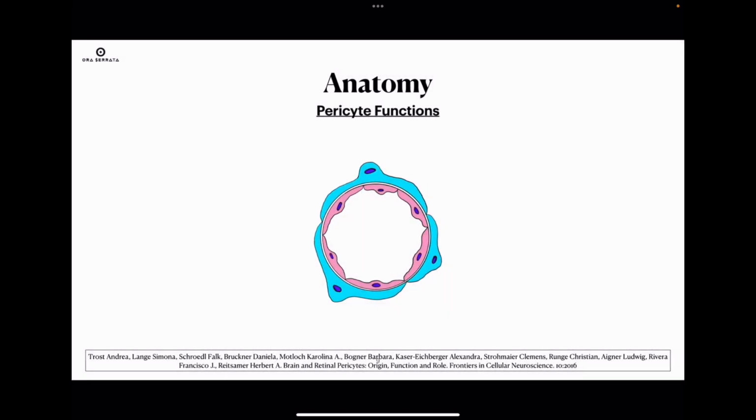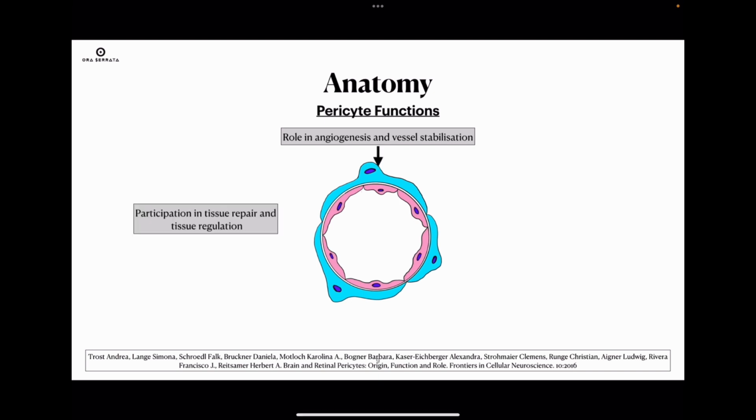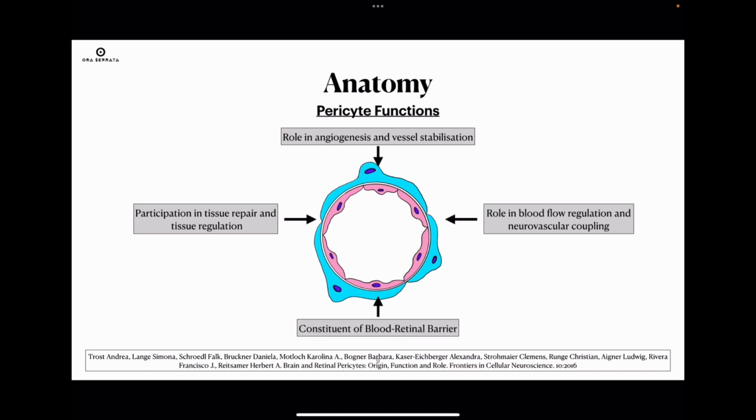The pericytes have a number of functions, and these include angiogenesis and vessel stabilization, participation in tissue repair and tissue regulation. It has a role in blood flow regulation and neurovascular coupling, and it also forms the blood retinal barrier.